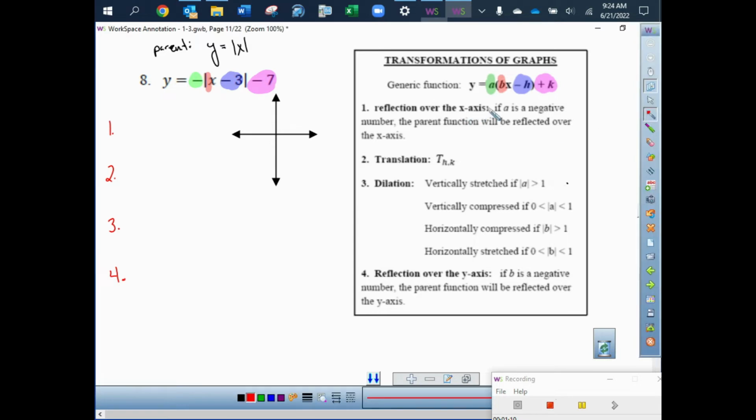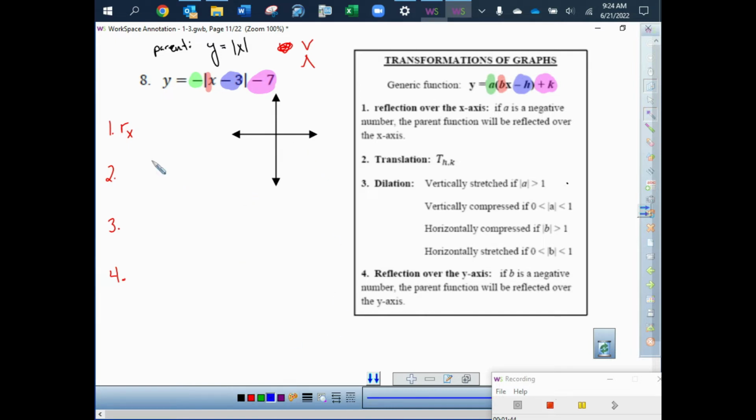Let's see, has this guy been reflected over the x-axis? How do you tell? Well, this will tell you. If the A value is negative, A value is the green one, yes, it is negative, so this has been reflected over the x-axis. We'll use a lowercase r to mean reflected and a little subscript of x to say it has been reflected over the x. Remember, it can be reflected over the y down here also, so that's why that's important. What does that mean? Well, the absolute value V normally opens up. Since it's been reflected over the x-axis, our sketch is going to have to open down in that case.